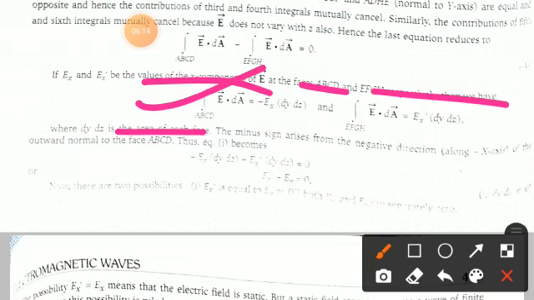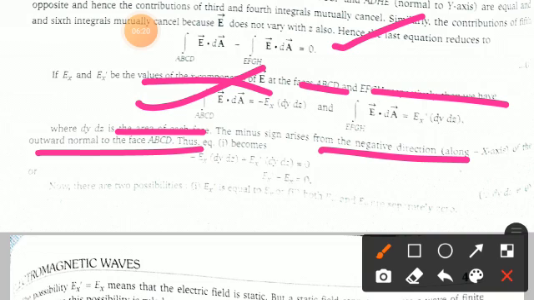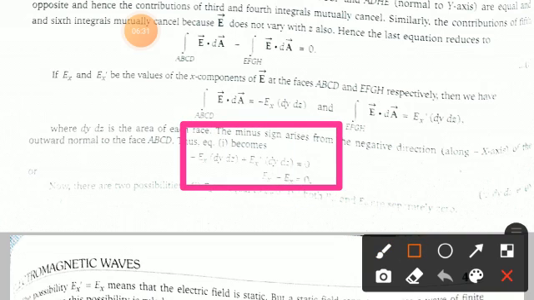Now if Ex and Ex dash are the values of the x component of vector E at the faces ABCD and EFGH respectively, then we can write this equation, where dy dz is the area of each face. The minus sign arises from the negative direction along the x-axis of the outward normal to the face ABCD. So this first equation comes out to be: minus Ex dy dz plus Ex dash dy dz is equal to 0, or Ex dash minus Ex is equal to 0. This is the relation. Clear?